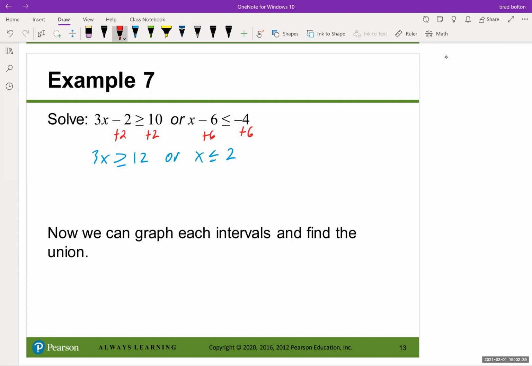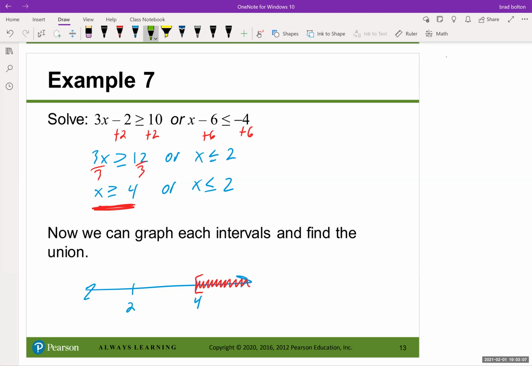Okay. Now this side we have to divide by 3, divide by 3. So we now have x is greater than or equal to 4, or x is less than or equal to 2. Once again, I'm going to draw my number line and take these two numbers, 2 and 4. Okay. And then we're going to shade how we're told. So this one says to shade to the right of 4, but it's a greater than or equal to, so we're going to use a bracket and we're going to shade this way.